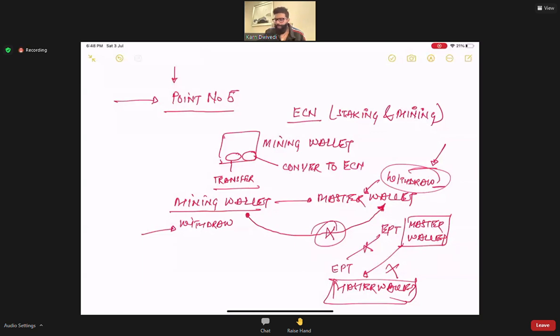So if you don't see a transfer button in mining wallet, it is just to make you understand that whether you go this way or this way, the end result is the same. If you get those messages or calls, you can give this answer, because this is a very valid and very simple reason. Clear? Thank you.